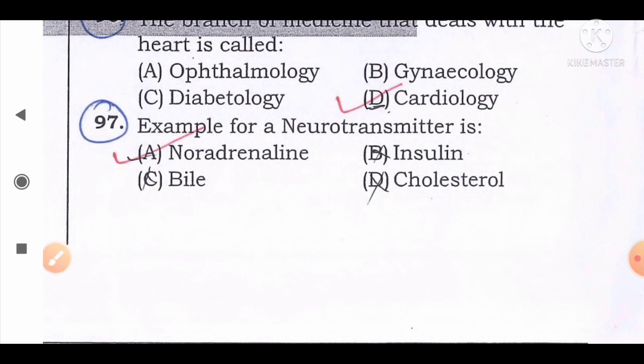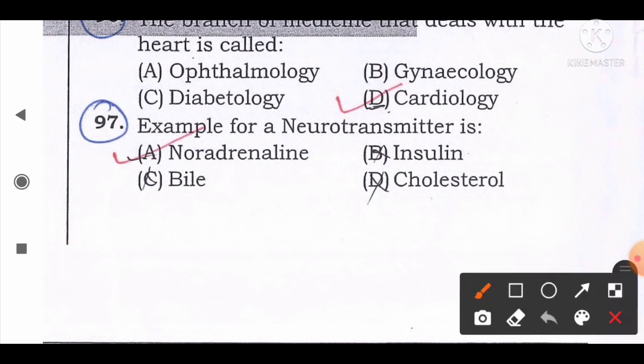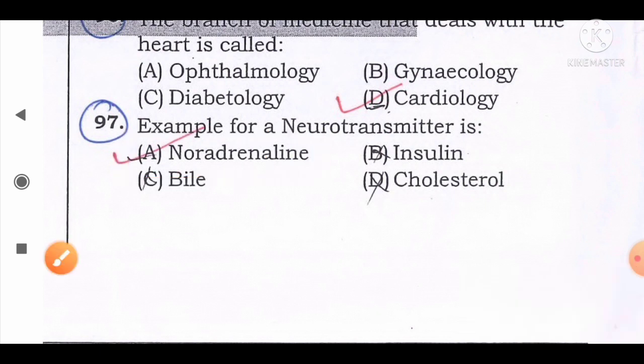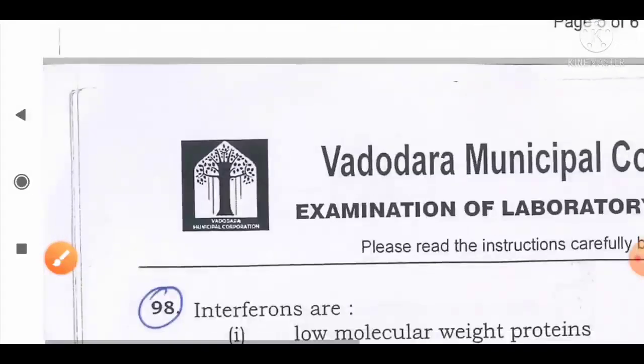Move to the next question number 97. Example for neurotransmitter is A, noradrenaline, B, insulin, C, bile, D, cholesterol. And the correct answer for this question is noradrenaline, which is an example of a neurotransmitter. So option A is the correct answer for this question.